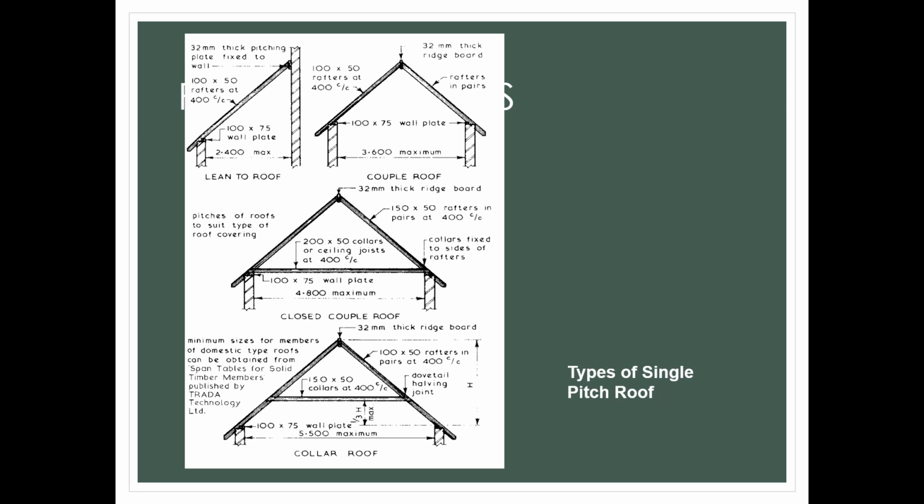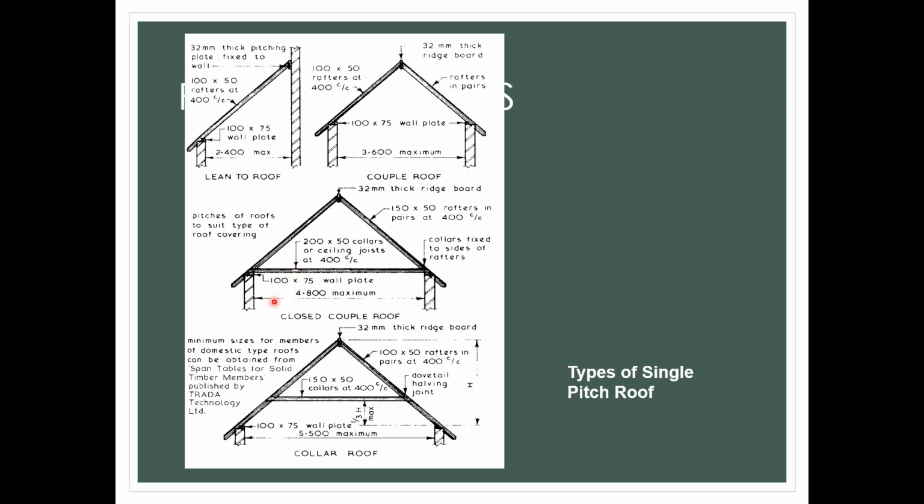So this is what I have mentioned before about the lean-to roof, couple roof, and close couple roof. Read the content that I have previously shown you, and try to relate it to this diagram. Couple roof: only a wall, and then only a pair of rafters here. And then we have the close couple roof. So this is a wall, a rafter, and we have the wall plate. The collar tie is fixed to the side of the rafter.